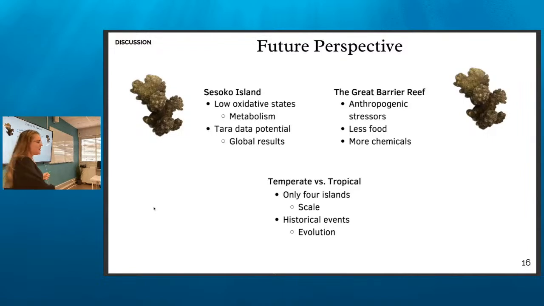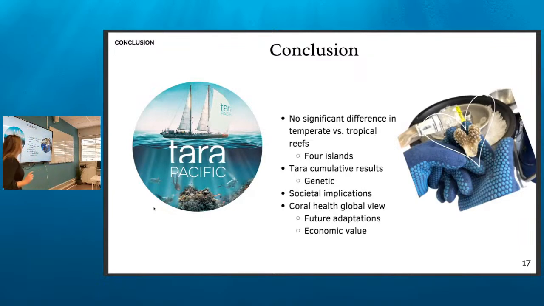Ultimately, the temperate and tropical hypothesis must be rejected. However, we need to account for scalability within the size of this specific study, and that we only included 4 islands rather than the 32 archipelagos that are involved in the Tara Pacific expedition as a whole. So to conclude, there are no significant differences in the temperate versus tropical reefs.